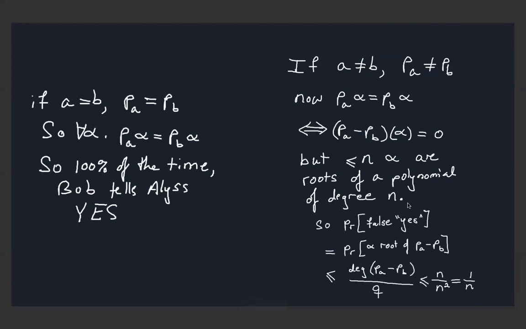And so the probability of a false yes is the probability that alpha is accidentally a root of PA minus PB. But that's at most the degree of this polynomial divided by the number of elements in our field that we could evaluate them on. We cleverly chose q to be bigger than n squared, and so this is at most n over n squared. And so we have at most 1 over n probability of accidentally saying yes.